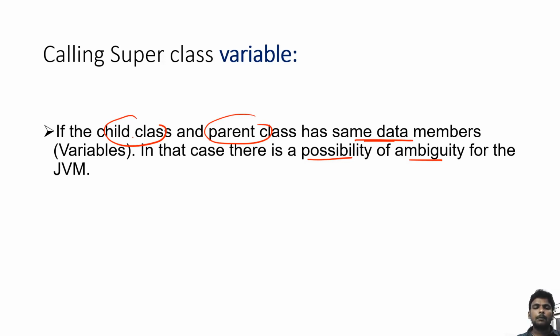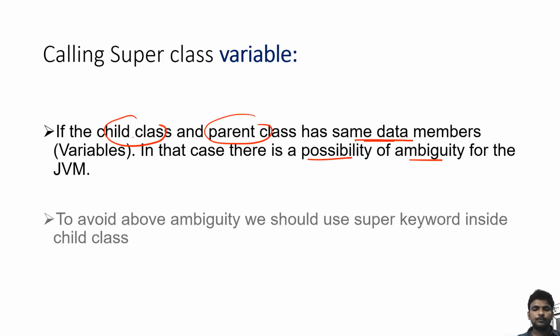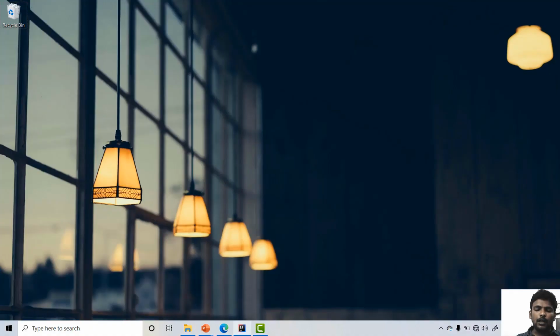So to differentiate the parent class members and the child class members, we should use the super keyword. To avoid ambiguity, we should use the super keyword inside the child class. So suppose I have a program.